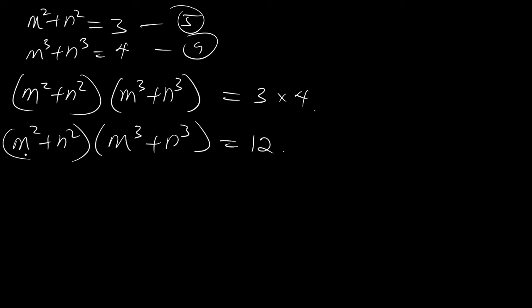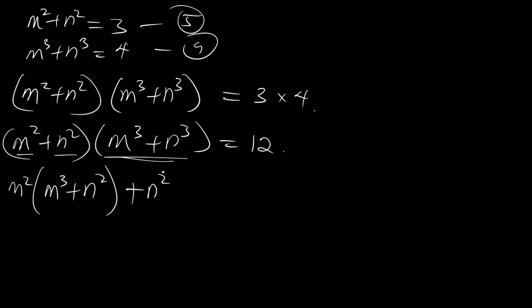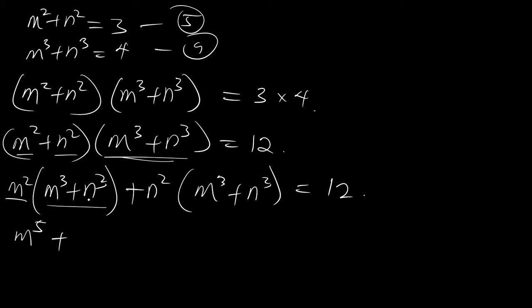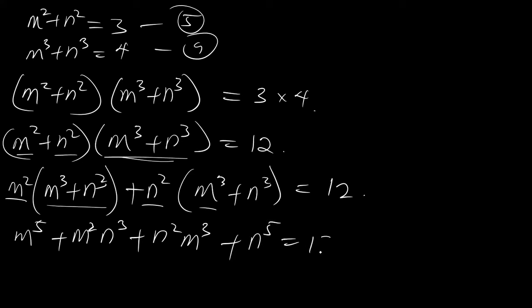If we multiply this out, using m squared to multiply the whole of this bracket, and then using n squared to multiply the same sum, m squared times m cubed gives you m to the power 5, plus m squared n cubed, plus n squared times m cubed gives you n squared m cubed, plus n squared times n cubed gives you n to the power 5, which is equal to 12. That means you have m to the power of 5 plus n to the power of 5, bringing them together, then plus this one.